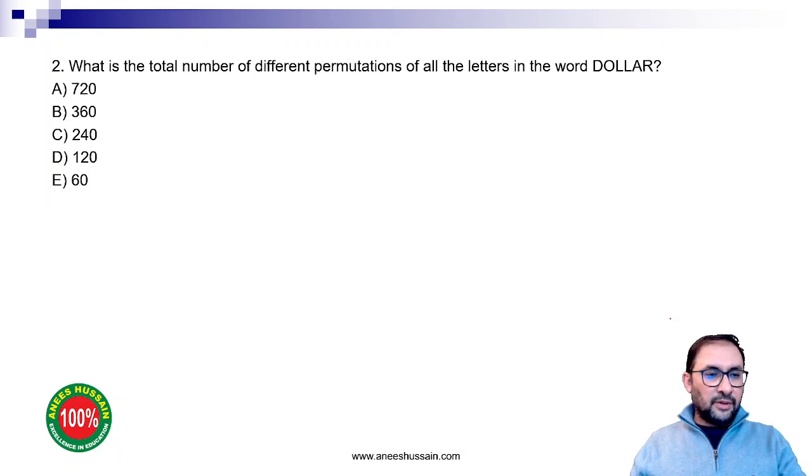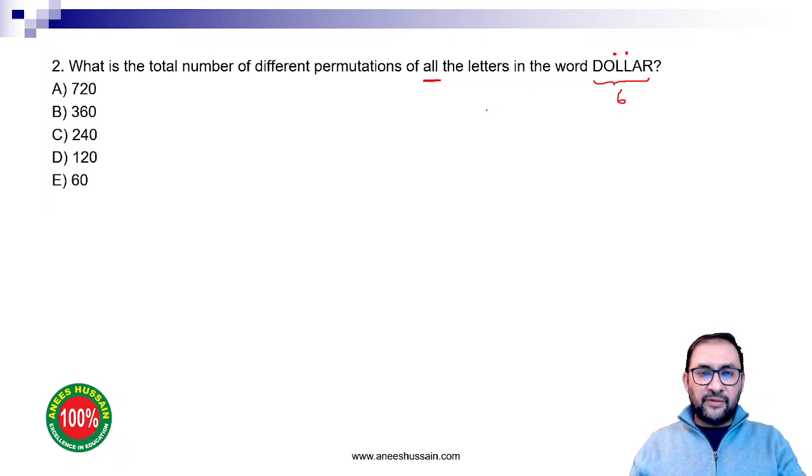Question number 2. What is the total number of different permutations of all the letters in the word dollar? Okay, so the word dollar has 6 letters, as you can see, but you will also observe that 2 of the letters are the same. We have 2 L's here.